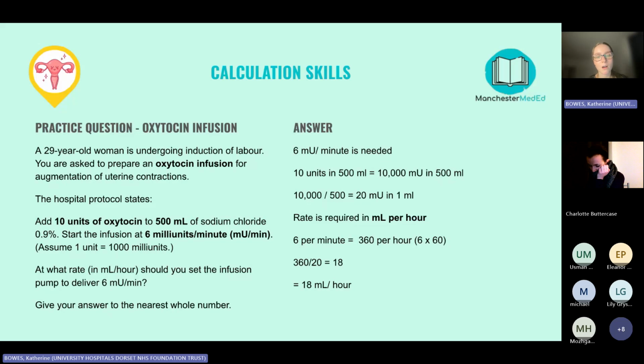So we know that the answer is required in mils per hour, but we were initially given that infusion as per minute. So I've done 6 per minute is 360 per hour, okay? Then I've done 360 divided by that 20 that we calculated. That gives me 18. I think there are quite a few steps to that, and these do take time. I really found the calculation questions in the PSA took me a fair bit of time at least, okay?